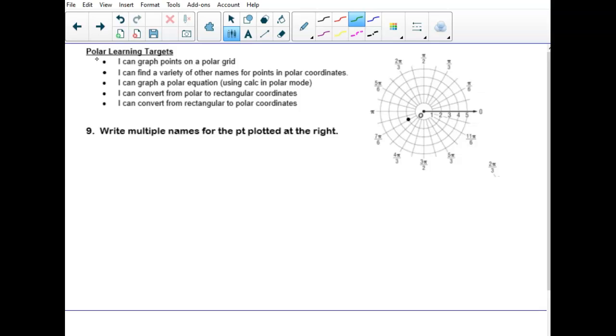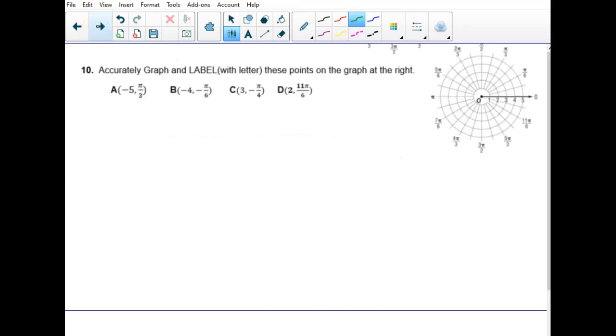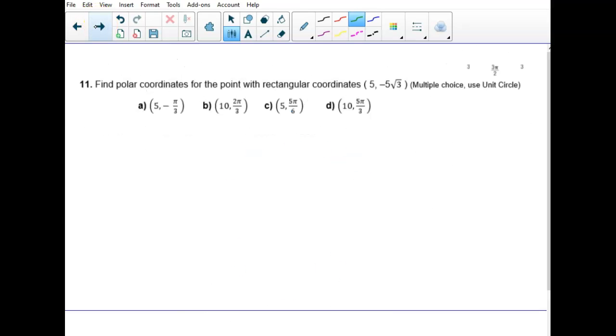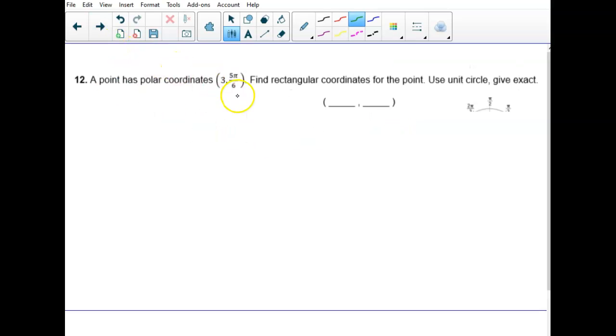Do we need to talk more about polars or not today? Graphing. This is given in XY, so you can do Pythagorean theorem or use your special right triangles, but it is a multiple choice question. And this one is an r and a theta, so you can do 3 cosine of 5 pi over 6 and 3 sine of 5 pi over 6, and use your unit circle to find those values that would need to be substituted in there. Somebody want me to finish one of those of any kind?